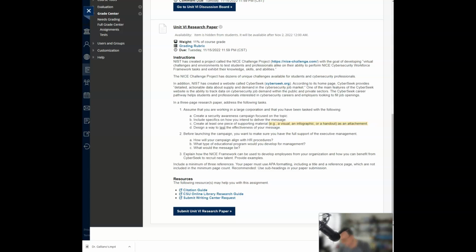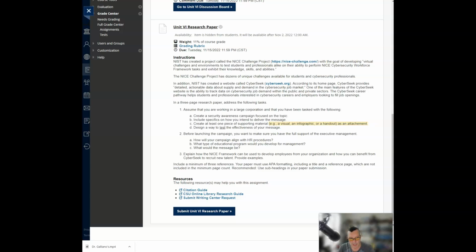To make sure that you do, you're going to convey to executive management how your campaign will align with existing HR procedures. You'll talk about how your program will be specifically targeted to management and what that message will be. So in other words, your security awareness campaign will be targeted at employees, but then you're also going to tailor a part of that to managers.